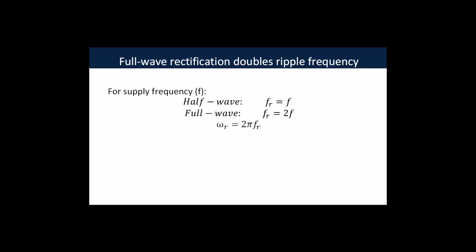The filter must be designed for the frequency of the ripple, not merely for the supply frequency. A half-wave rectifier produces one output pulse per input cycle, so its dominant ripple frequency equals f. A full-wave rectifier produces two output pulses per cycle, so its ripple frequency is 2f. Angular ripple frequency, omega r, is 2 pi times fr. At a 50 Hz supply, a full-wave rectifier therefore has a 100 Hz dominant ripple. This higher ripple frequency is easier to attenuate with a given inductance and capacitance.